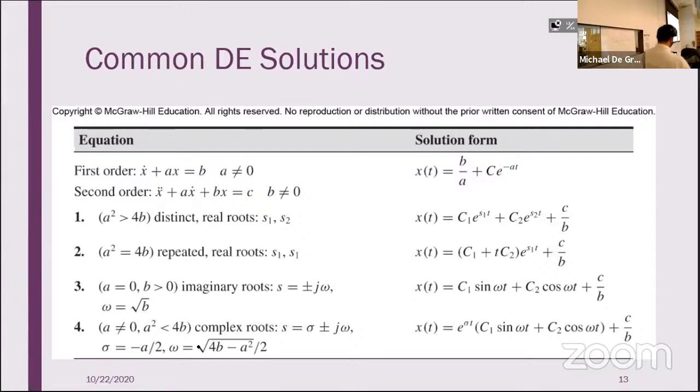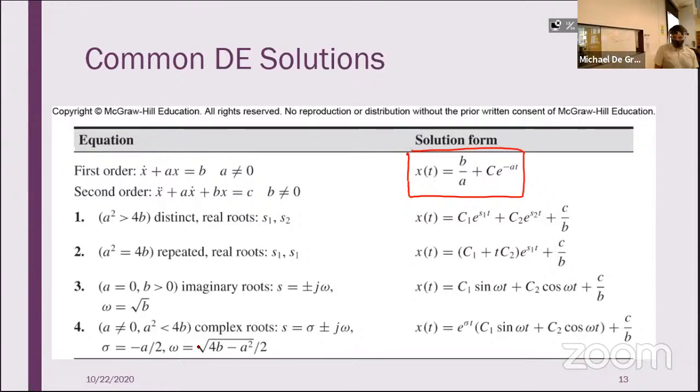So here are our 4 cases. First, I have distinct real roots. If I look at the characteristic equation, I will have distinct real roots. So we're in the second order. Let's go back up. For first order equations, we're using this. You've got a first order system, that's your total solution, right there in the red box: B over A plus C e to the negative a t.